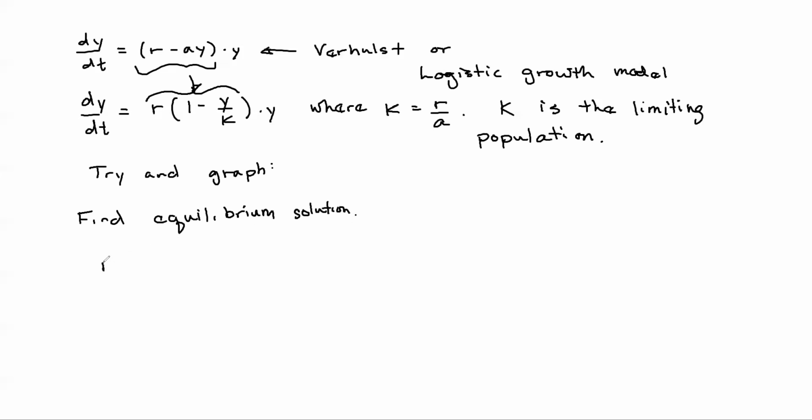And to do that, you would do r times 1 minus y over k times y equals 0. And if you solve this, you'll get y equals 0 or y equals k. And so these are our equilibrium solutions.